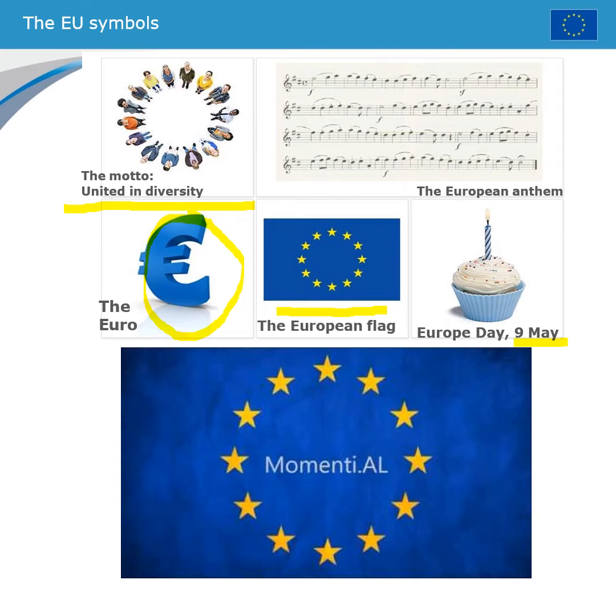And lastly, and probably the most powerful symbol is the European anthem, which is a piece of music you are all familiar with, I think, by a very famous composer. Please enjoy.